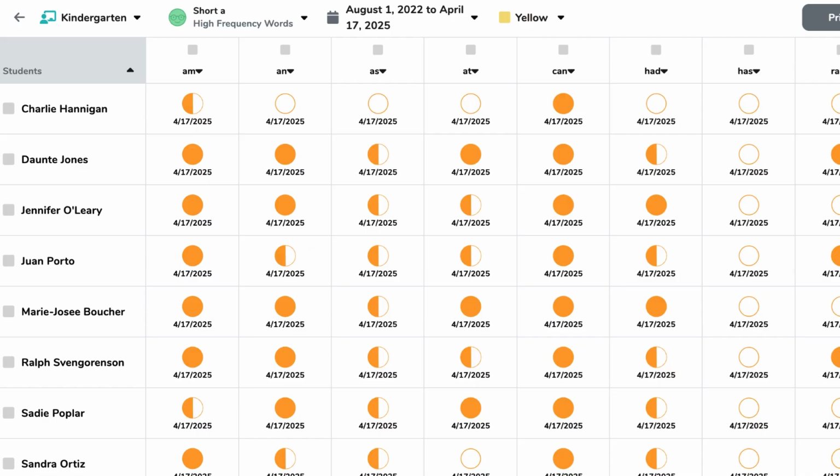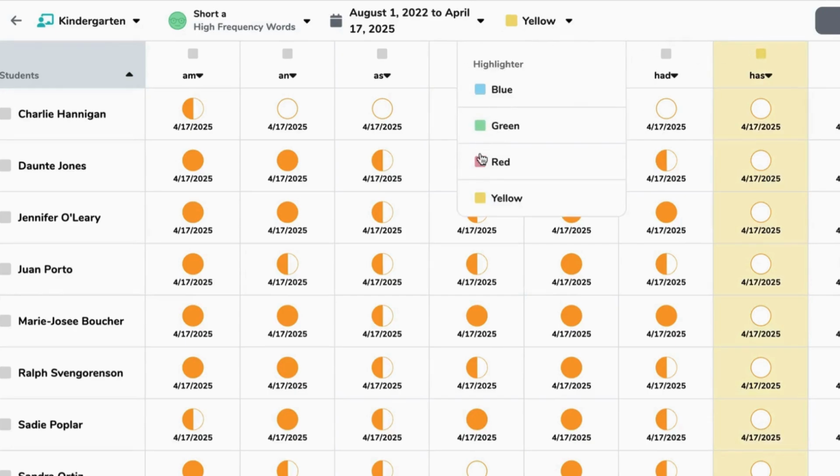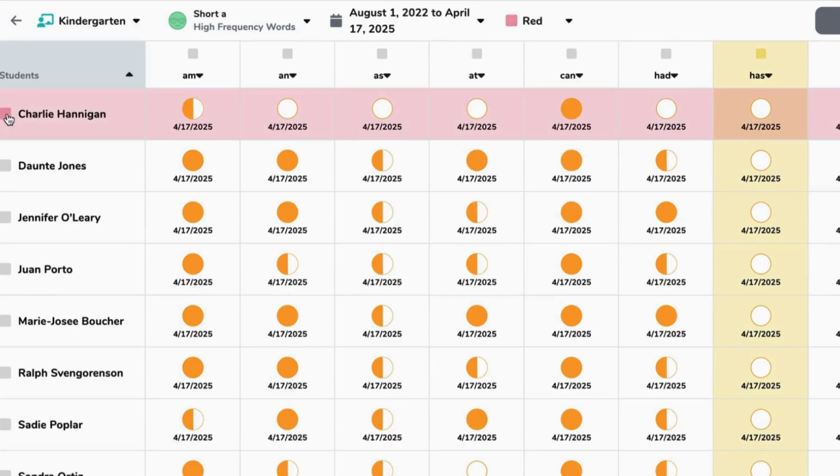With the circle chart, you can highlight directly on it now. You can highlight both columns or rows. So I can be looking at Charlie here. We've highlighted Charlie because she's missing a lot of skills there, something that we need to work on.